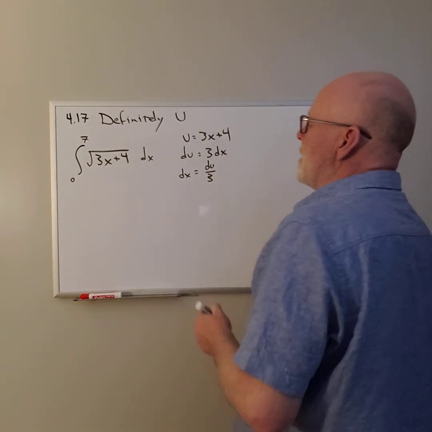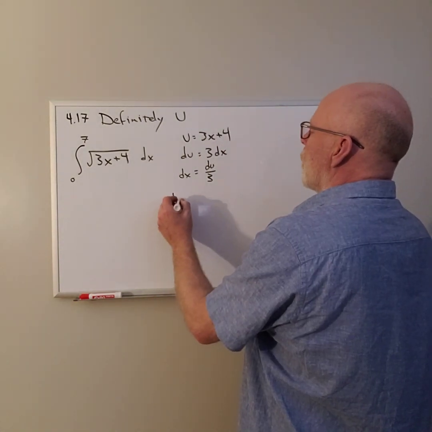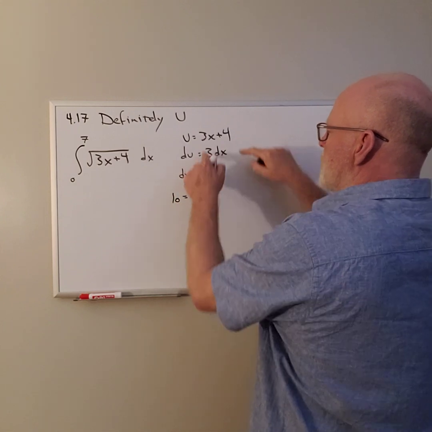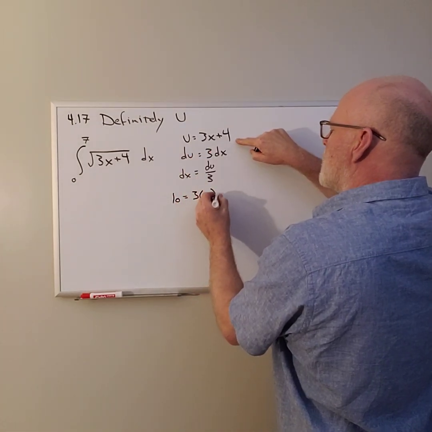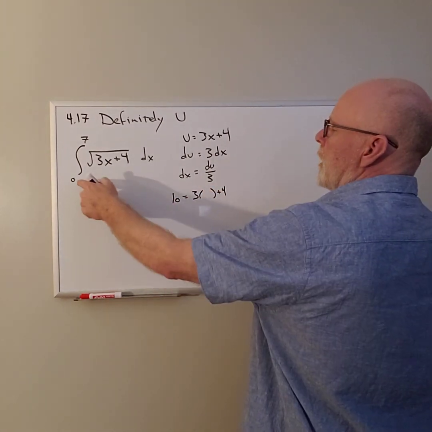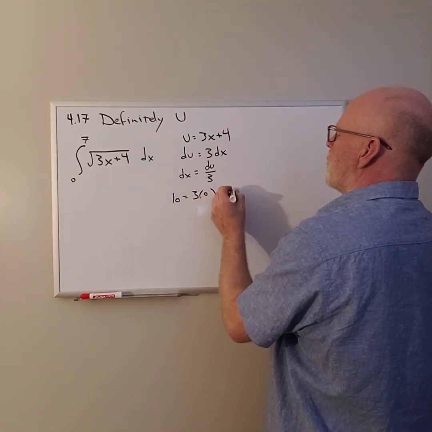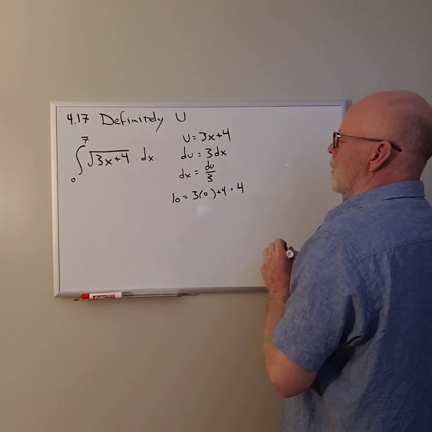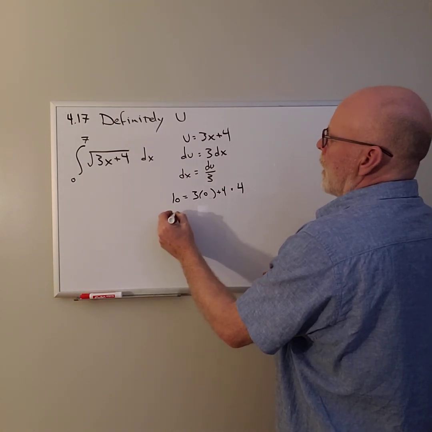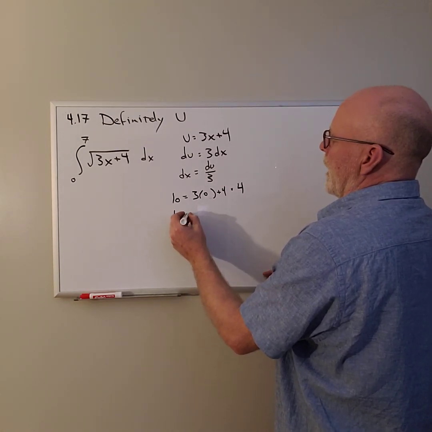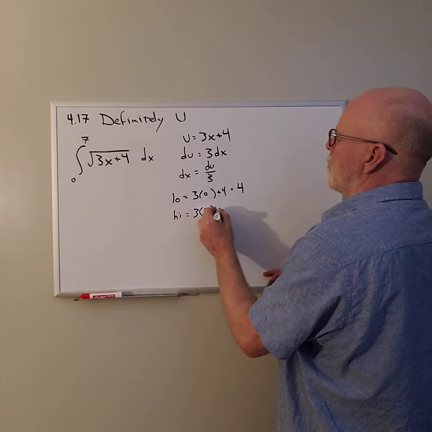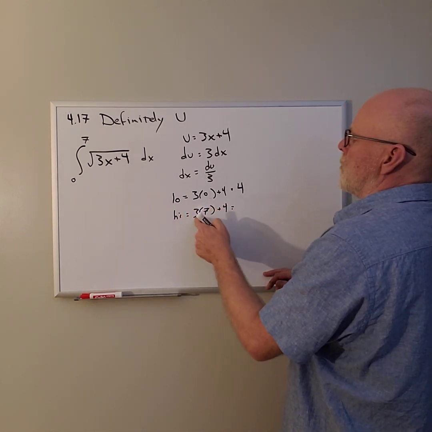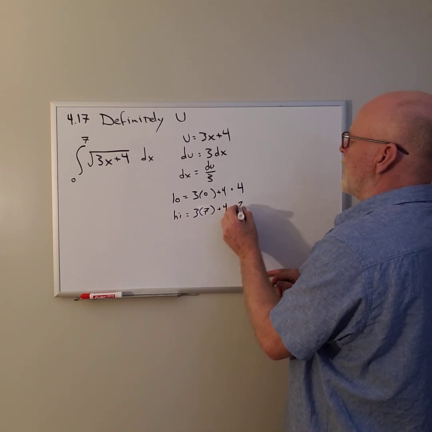And it's really easy to do. I'm going to do the lower limit, and that's just going to be 3x plus 4, plugging in this value for x. So our lower value is going to be 4. Our upper limit, or high I tend to use, is going to be 3 times 7 plus 4, and that's going to be 3 times 7 is 21, that's going to be 25.